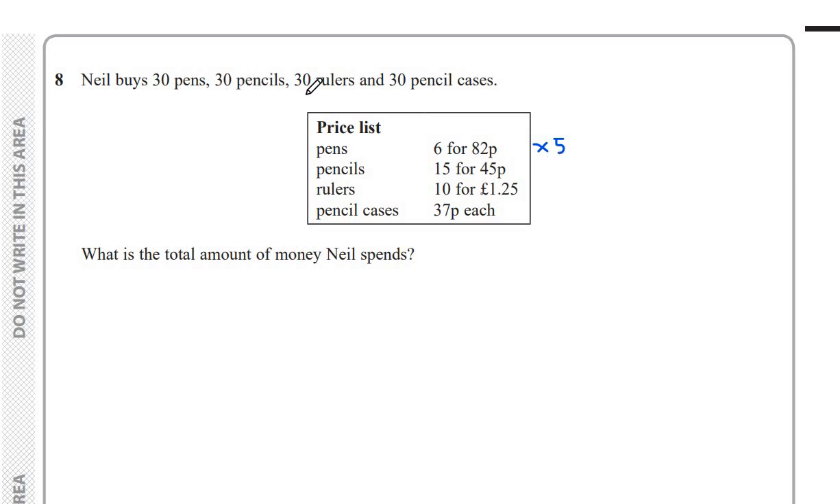Next, he's going to buy 30 pencils, so he needs 2 sets of pencils because each set has 15 pencils. 30 rulers, and so that means he needs 3 sets of rulers. Pencil cases are sold at 37p each, so he's going to need 30 of these. So now let's do the multiplication. It's better if we convert everything into pounds.